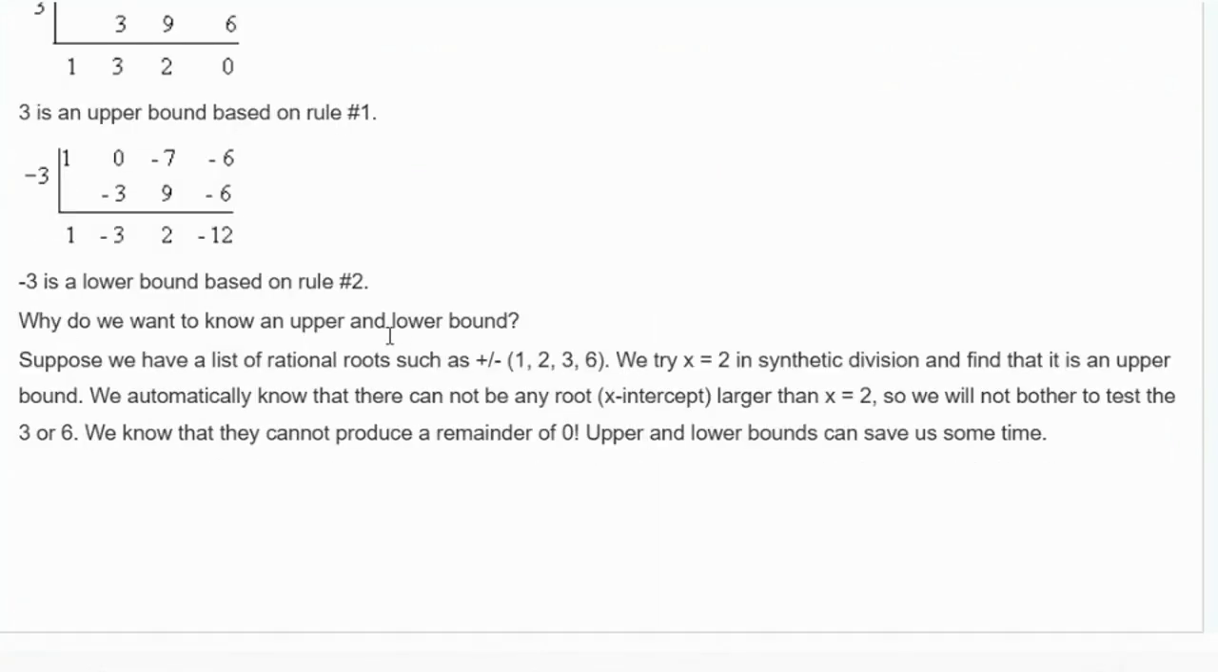It says, what do we know about an upper and lower bound? Suppose we have a list of rational roots like 1, 2, 3, and 6, and we try x equals 2, and we find out it is an upper bound. We automatically know there can't be any root larger than x equals 2, so that means we won't even test 3 or 6. We know they cannot produce a remainder of 0. So that's where the upper and lower bounds really help us, is eliminating how much we have to test.